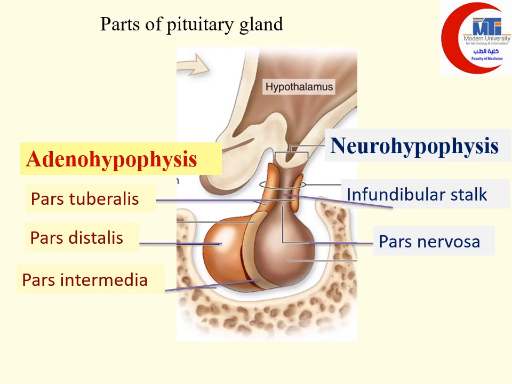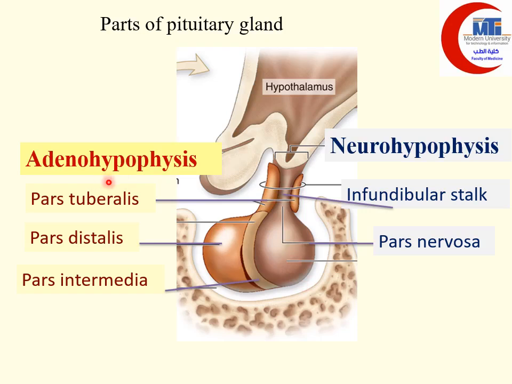Parts of pituitary gland. Pituitary gland is formed of two parts, adenohypophysis and neurohypophysis. This is the pituitary gland. All this part is the pituitary gland, formed of this anterior part called the adenohypophysis and this dark brown part or posterior part called neurohypophysis.